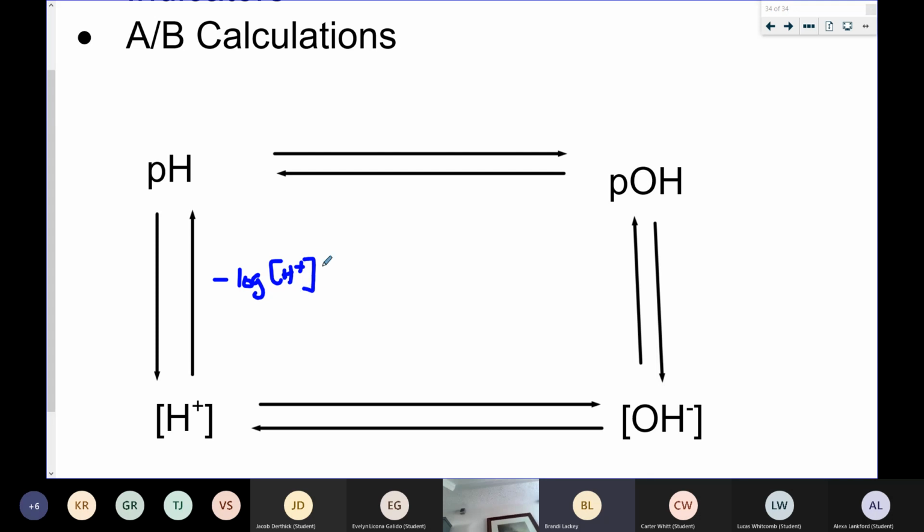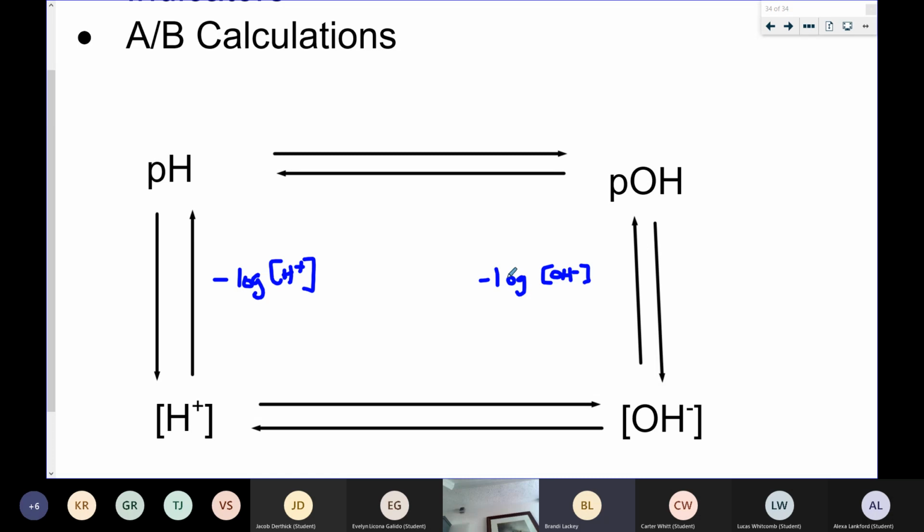Remember, do not forget that negative sign. That's one of the most common things where people make math errors. Same thing could be said if we have hydroxide and we're going to pOH. It's the same formula, just for OH instead of H. So that's the negative log of OH.